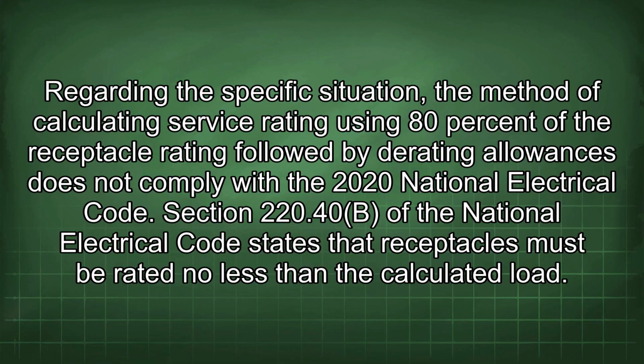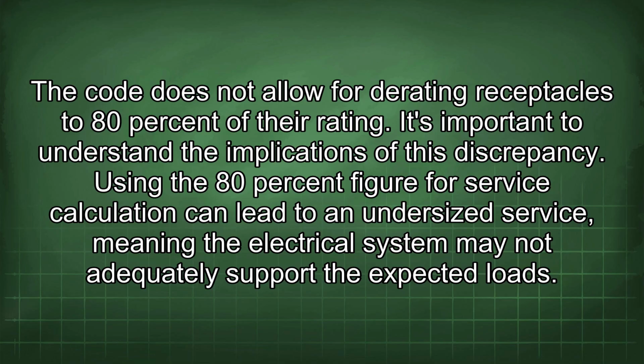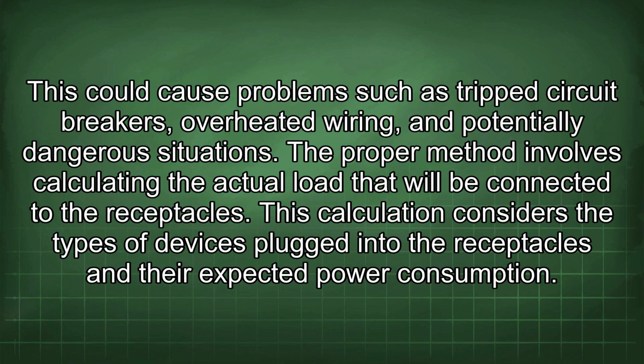Section 220.40(B) of the National Electrical Code states that receptacles must be rated no less than the calculated load. The code does not allow for derating receptacles to 80% of their rating. It's important to understand the implications of this discrepancy. Using the 80% figure for service calculation can lead to an undersized service, meaning the electrical system may not adequately support the expected loads. This could cause problems such as tripped circuit breakers, overheated wiring, and potentially dangerous situations.